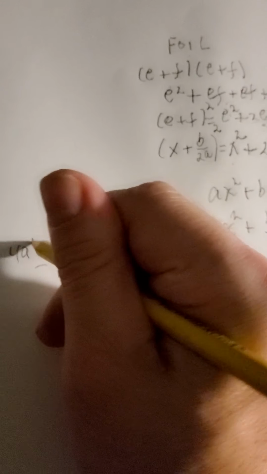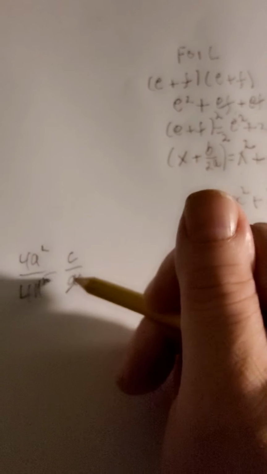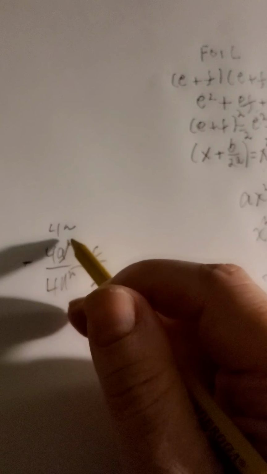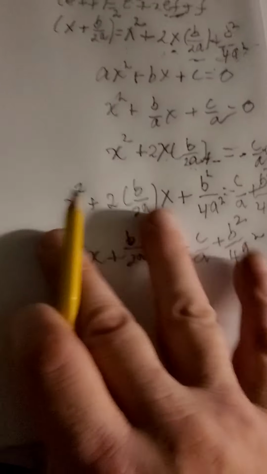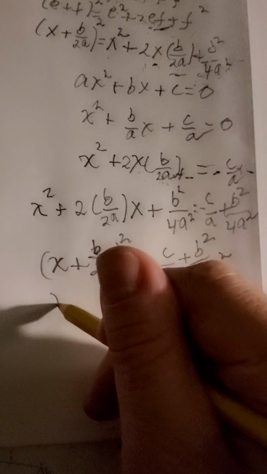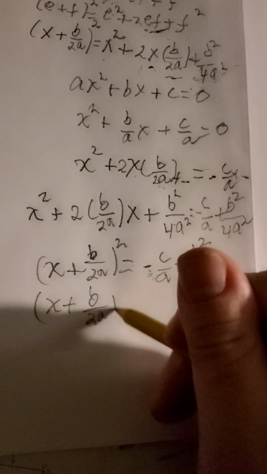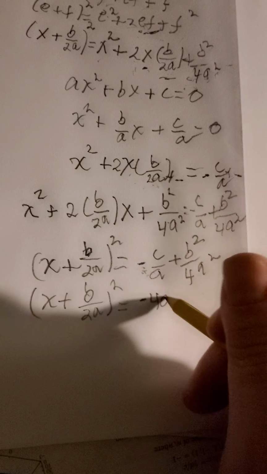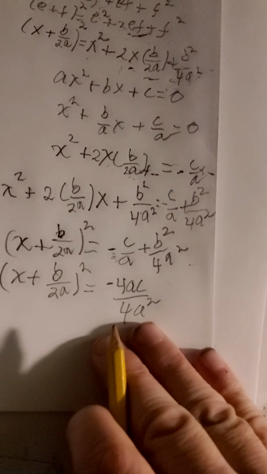4a squared over 4a squared, right? Well, now you can cancel this a with this, so you just have 4a, right? So now you have 4ac. We had a minus sign. So now you're going to have negative 4ac over 4a squared. Okay? So I'll write it like that. x plus b over 2a quantity squared equals negative 4ac over 4a squared.